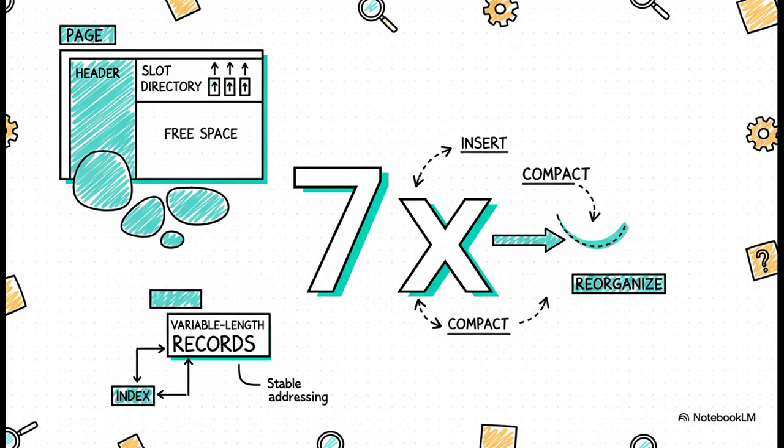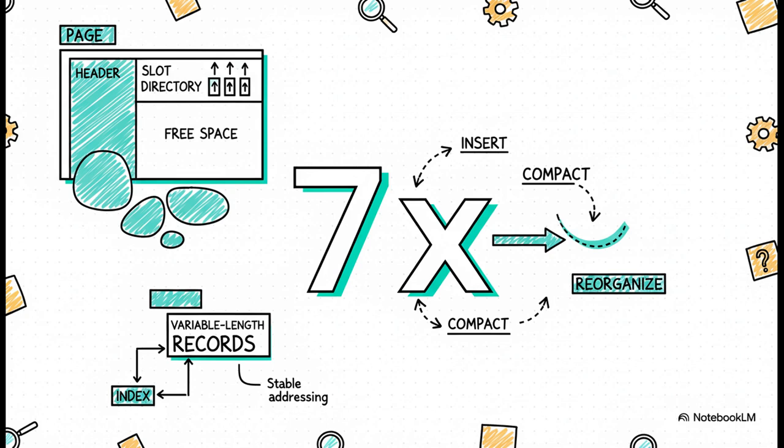And that stability lets you pull off some incredible performance optimizations. For example, Postgres has this feature called heap-only tuples, or hot updates. Basically, if you update a record and the new version still fits on the same page, Postgres just adds the new version and points the old slot to it. You don't have to do any expensive index updates. And that one optimization alone can lead to a 7-fold improvement in I/O for certain workloads.